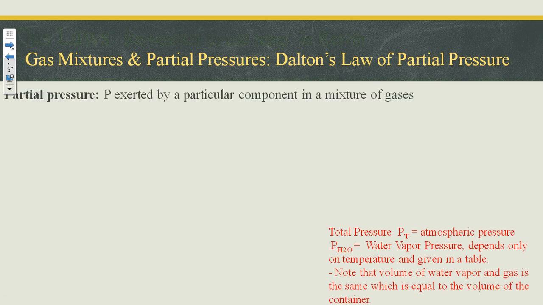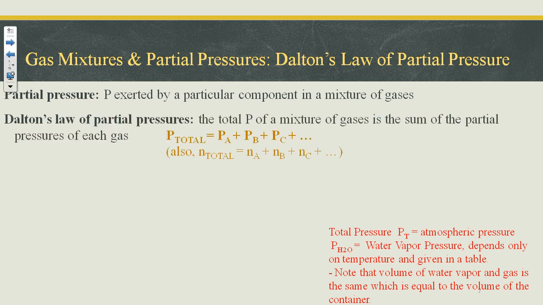Moving on to Dalton's law of partial pressure. So what happens if you take a bunch of gases and mix them together? Individual gases' pressure in a mixture of gases is called partial pressure. Dalton's law of partial pressure says that the total pressure of a mixture of gas is equal to the sum of individual pressures of gas. So P total is PA plus PB plus PC and so on.